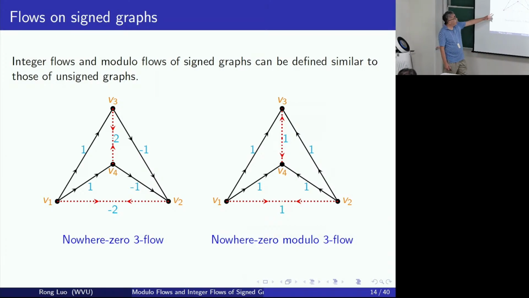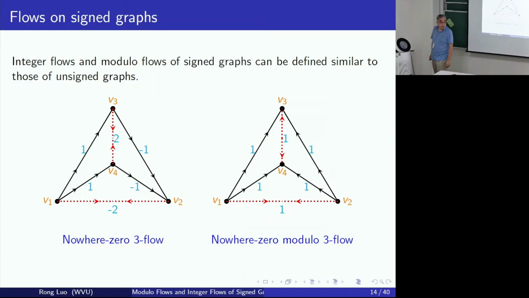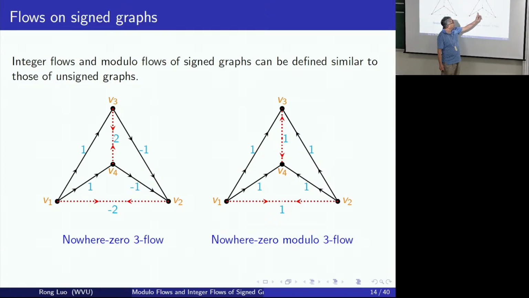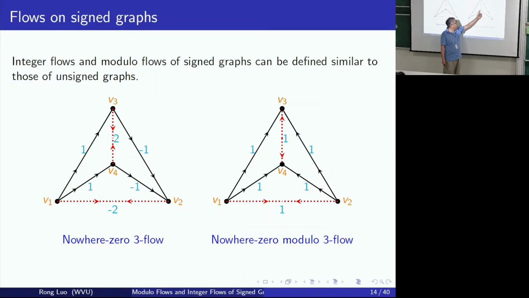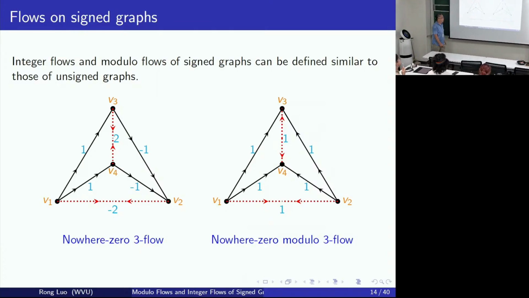You can also see that the maximum absolute value of the flow is 2, which is 3 minus 1. So that's a nowhere-zero 3-flow. This one is a modulo 3 flow. If you look at this vertex v4, you can see all 3 edges are oriented in, so the total inflow is 3, which is 0 in Z3. So this is a modulo 3 flow.